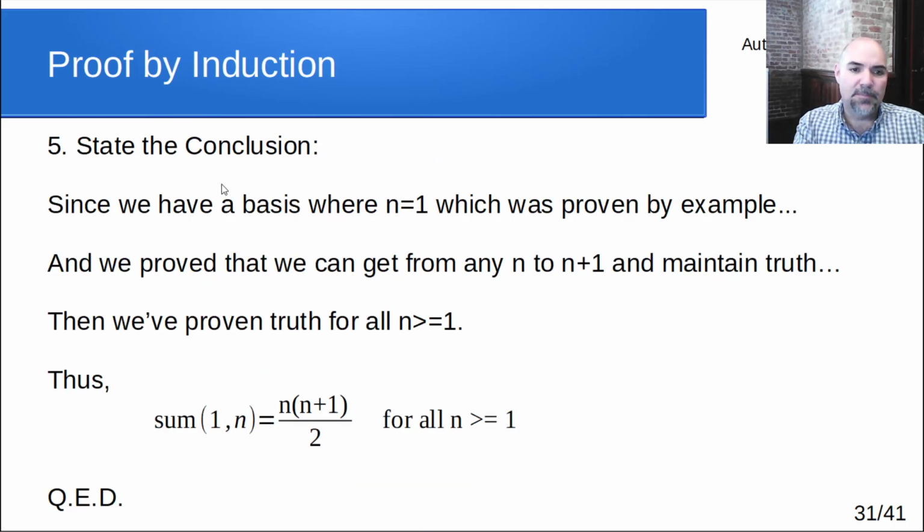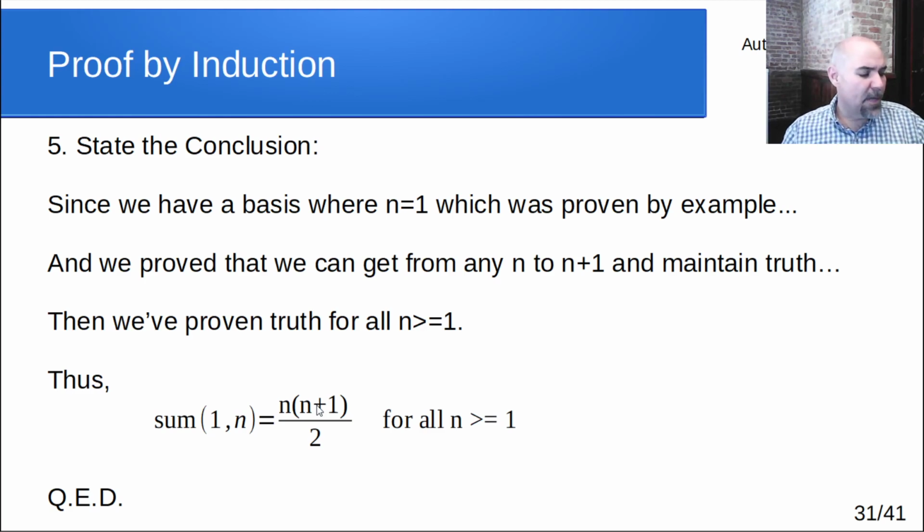And the next step here is to state the conclusion, step 5. So since we have a basis where n equals 1, which was proven by example, and we proved that we can get from any n to n plus 1 and maintain truth, then that means we've proven it for all n greater than or equal to 1. So thus, the sum of 1 to n is always equal to n times n plus 1 divided by 2 for all n greater than or equal to 1. So we've now proven this claim for an infinite number of n by using proof by induction. And that's the end of that proof.